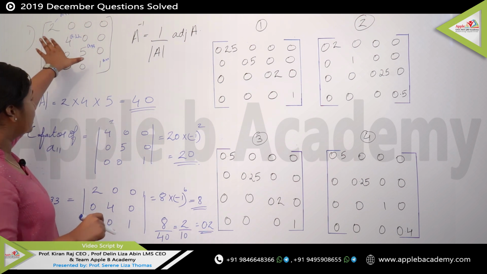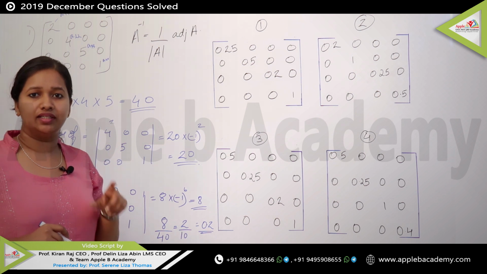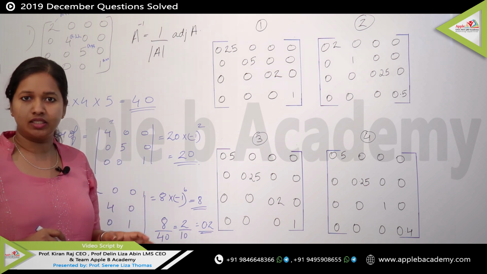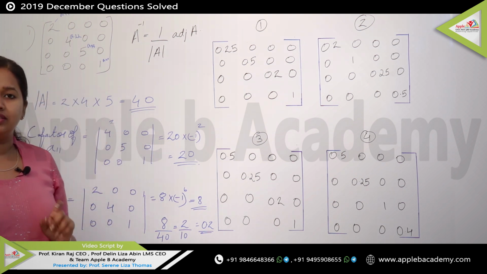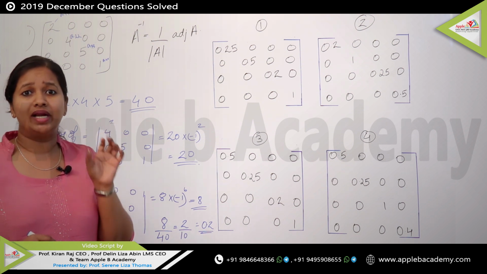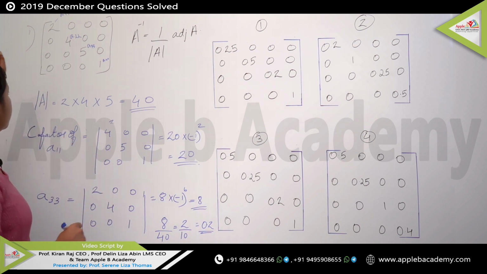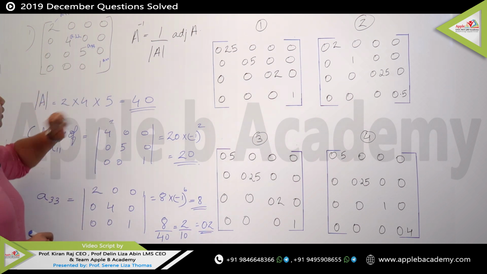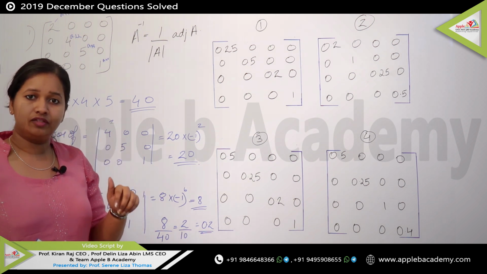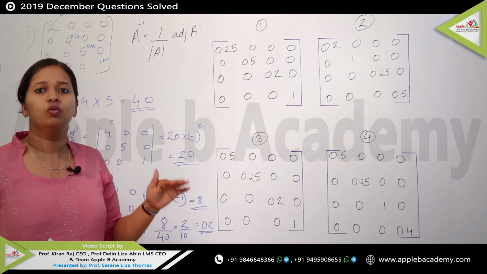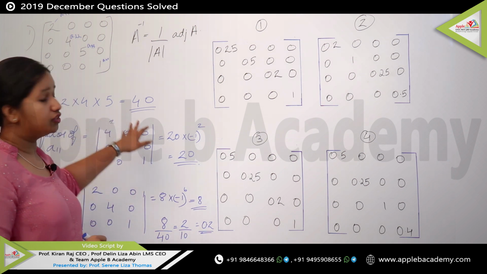If you look here, this is a diagonal matrix, where non-zero numbers are present only in the principal diagonal, all other elements are 0. In this kind of matrix, in order to find the determinant, we need to multiply the elements in the principal diagonal. So the determinant of this matrix is 2 into 4 into 5 into 1, which is 40. We know that the formula for the inverse of a matrix is A inverse equals 1 by determinant of A into adjoint of A. We have already found the determinant, which is 40.